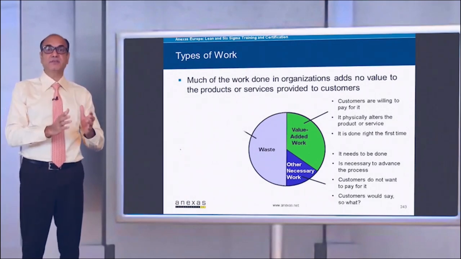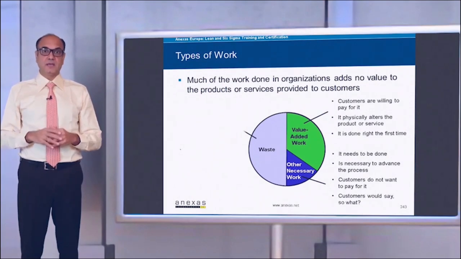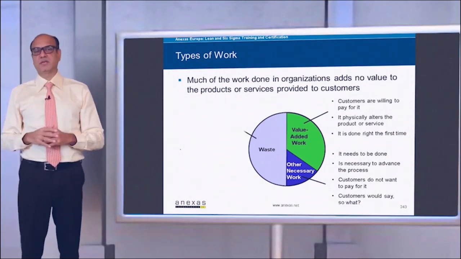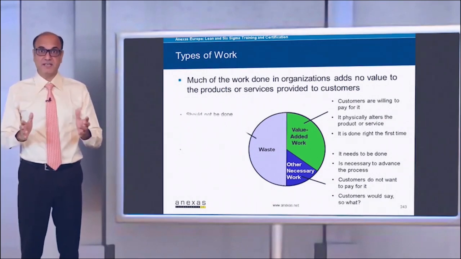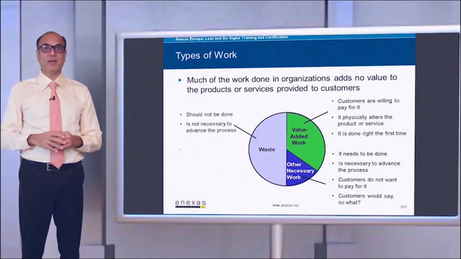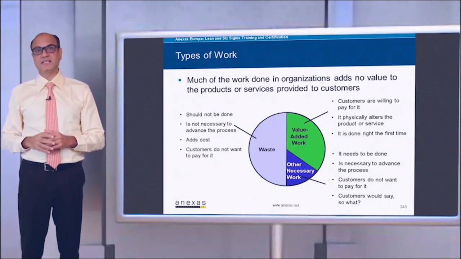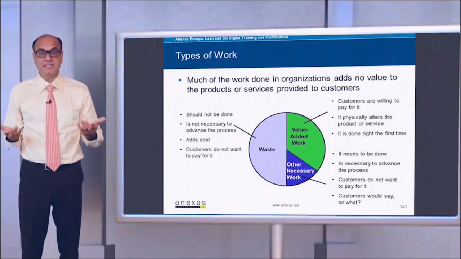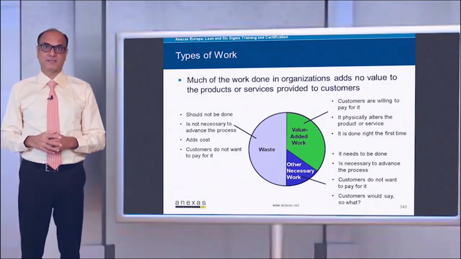And the third category is waste, also known as muda. Muda in Japanese. There are 7 types of wastes. And the definition of waste is that it should not be done, it is not at all adding any value to the process, and also the customer is not willing to pay for that. It can be either eliminated or reduced. Let us see the 7 types of wastes.